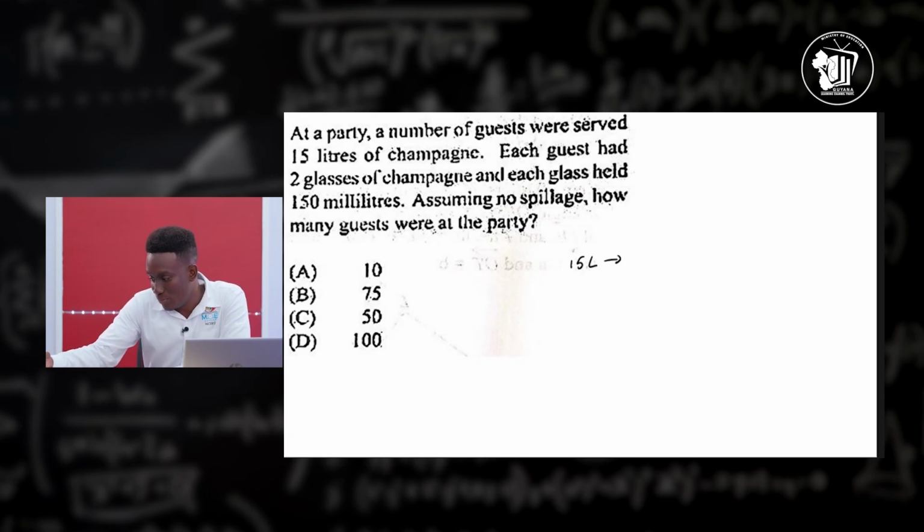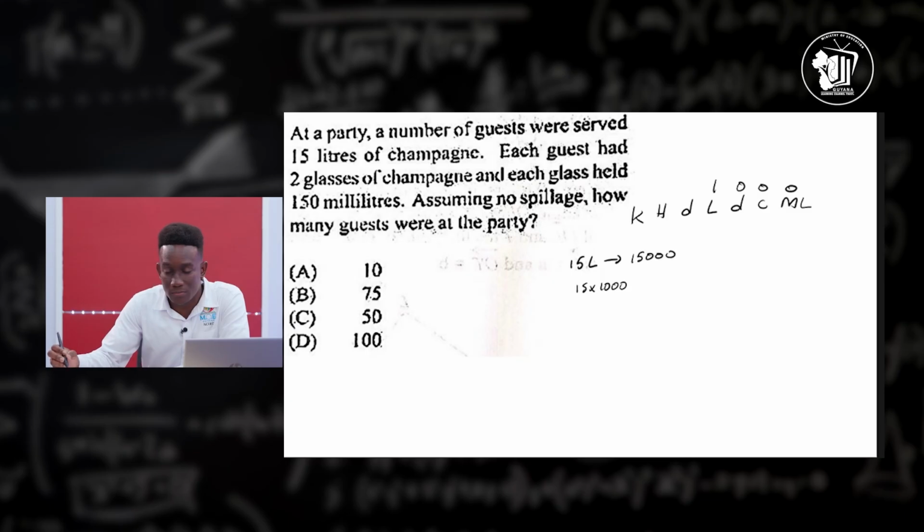So we can use the same mnemonic: King Henry Died By Drinking Chocolate Milk, but instead of M, we'll have liters. So we want to convert from liters to milliliters. So we just put 0 here until we reach that. So 15 liters converted to milliliters will be 15 times 1,000, which will give me 15,000. So I have 15,000 milliliters of champagne at the party.